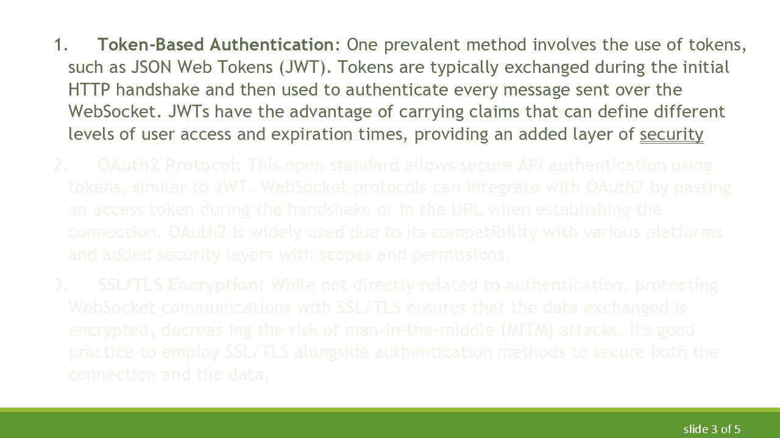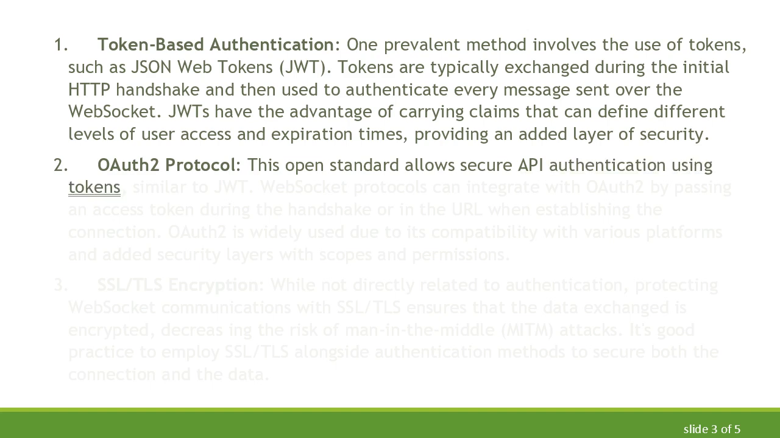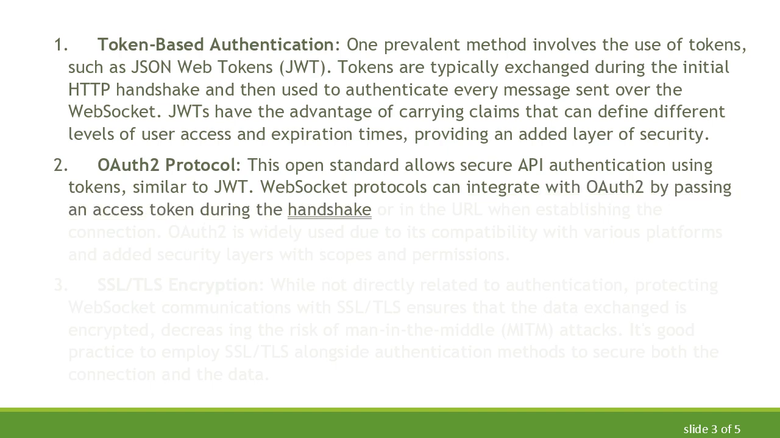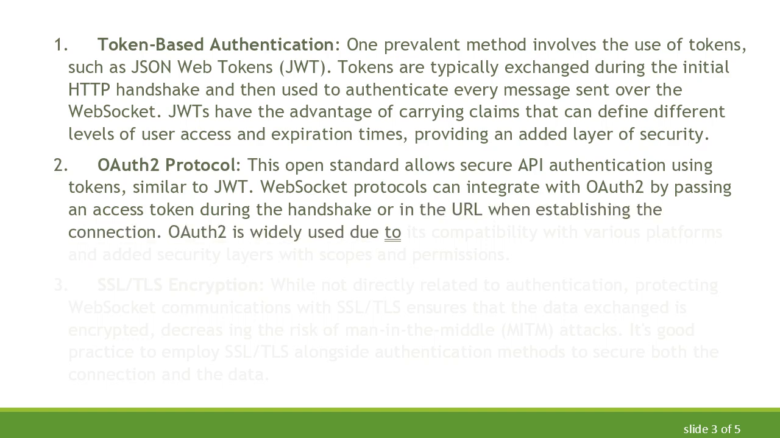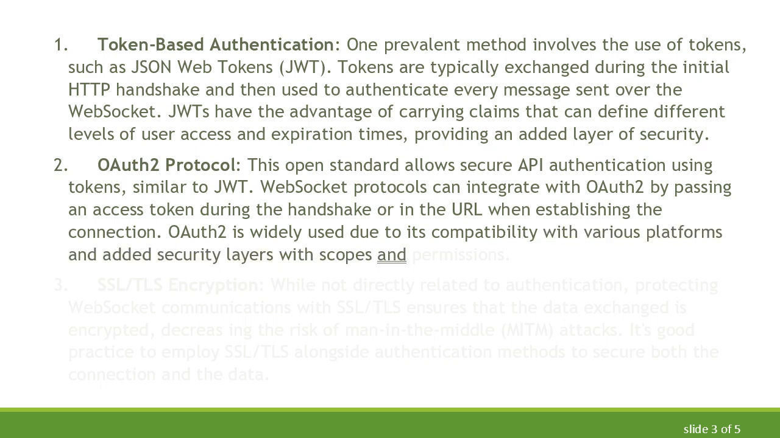added layer of security. OAuth 2 protocol. This open standard allows secure API authentication using tokens, similar to JWT. WebSocket protocols can integrate with OAuth 2 by passing an access token during the handshake or in the URL when establishing the connection. OAuth 2 is widely used due to its compatibility with various platforms and added security layers with scopes and permissions.